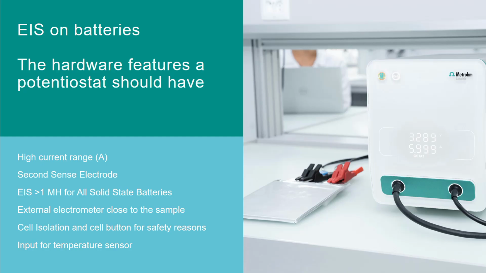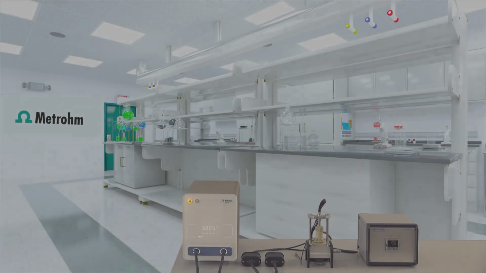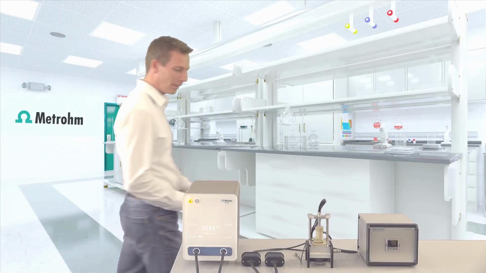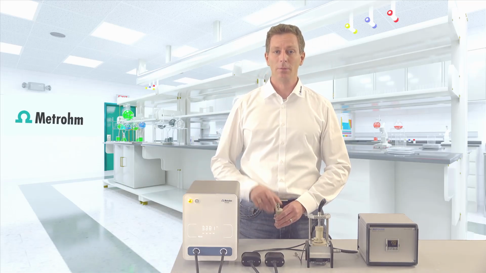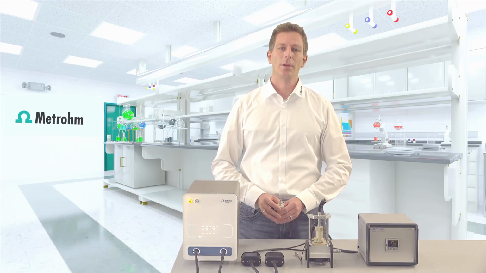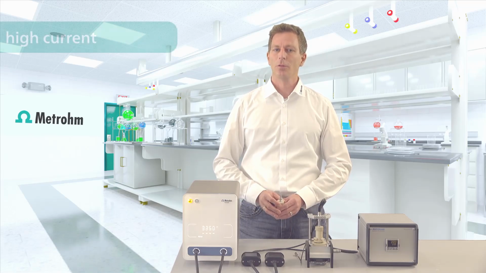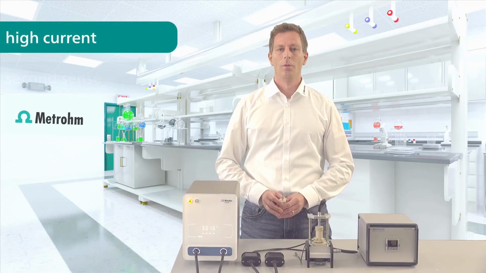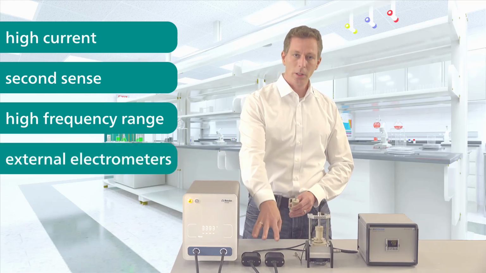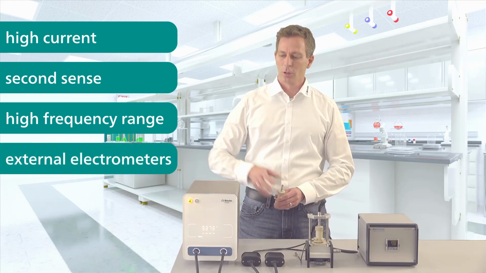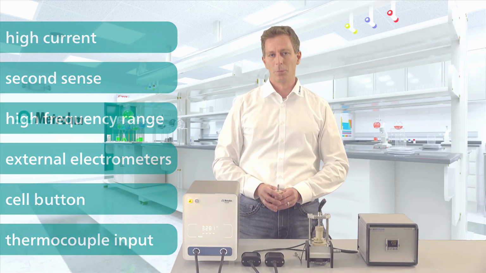Now I will present you the setup for the measurement we will use. For the experiment, we will use the Potentiostat Vionic because it provides all the previously mentioned hardware features for impedance spectroscopy. Starting from high current over second sense, high frequency range, external electrometers, safety features, cell button, down to thermocouple input connector for temperature measurements on the backside.